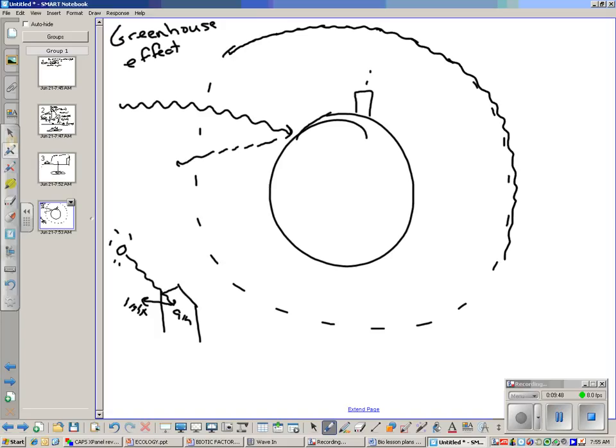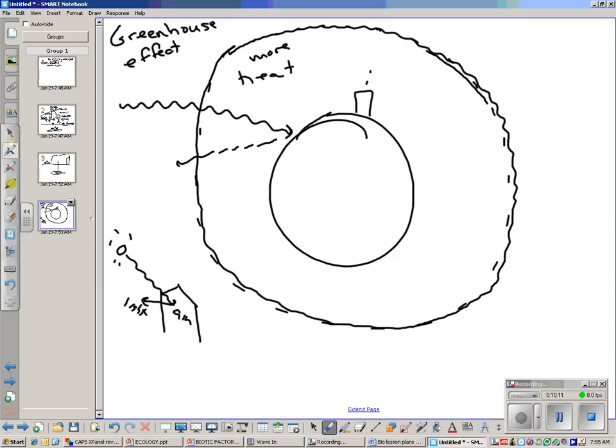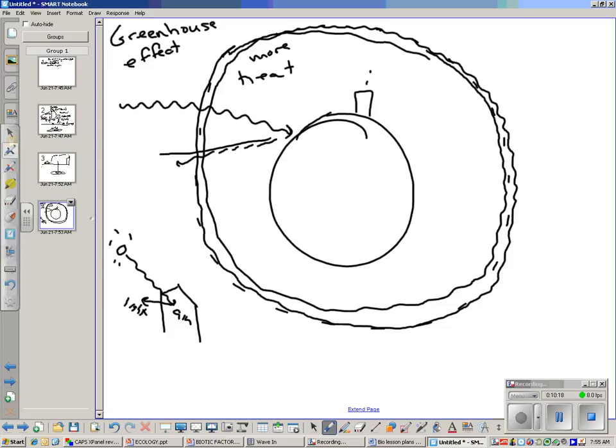This layer in the atmosphere that is trapping the heat is thicker. So because it's thicker, theoretically, it's trapping more heat. If you make a greenhouse with thicker windows, it stays warm longer. That makes sense. If you add a layer of carbon to our Earth's atmosphere, less heat escapes. We call it the greenhouse effect. It works like a greenhouse.